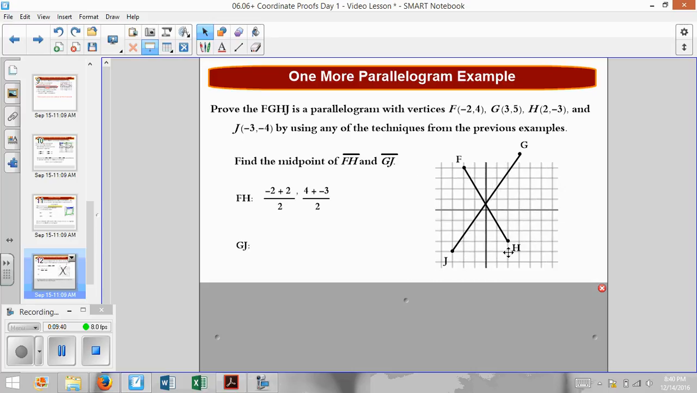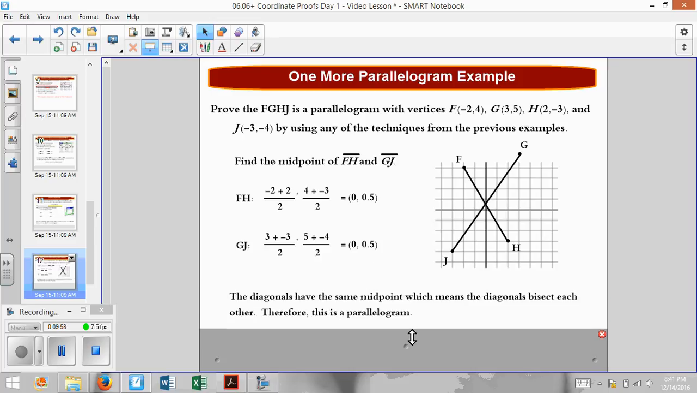Alright, there it is. Okay, so now I did in fact find the middle of F to H. It ends up being 0, 0.5. And same thing for G to H. I did the same thing, found the middle. It is in fact the same. So again, what that means is the diagonals have the same midpoint, which means the diagonals are bisecting each other, and therefore it is a parallelogram. So just throwing it out there. You do not have to use this property. It's just another option. Okay, so that was enough about parallelograms.